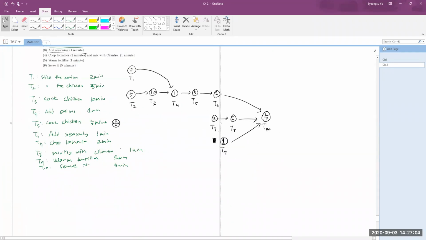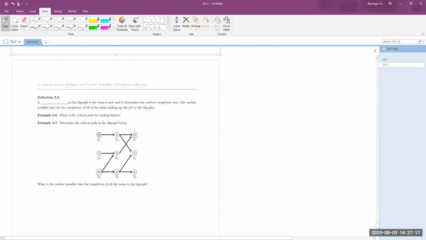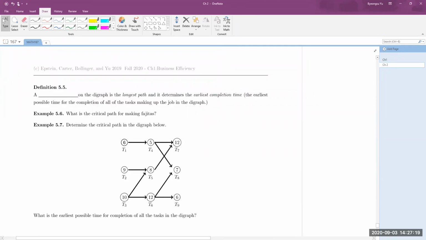Okay, so in the exams or in some homeworks, you need to turn the recipes into the diagram, or turn a diagram into recipes, or vice versa, right? So this is one example. And lastly, we want to deal with a concept called critical path.